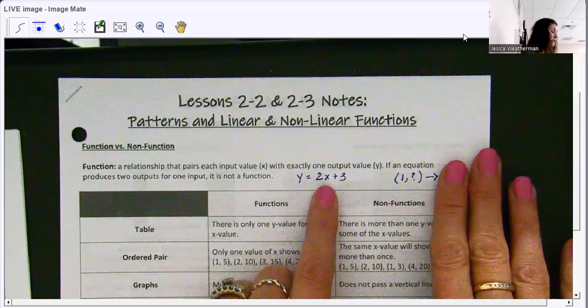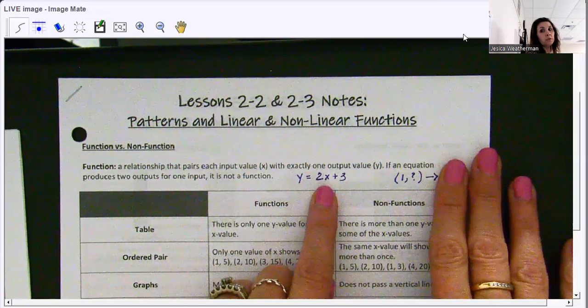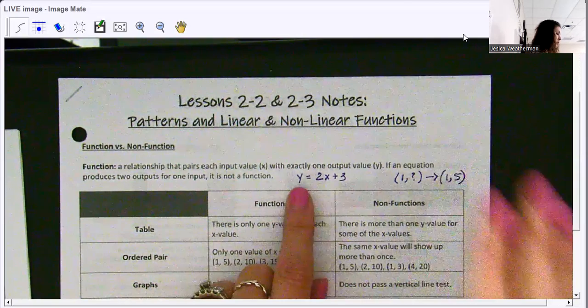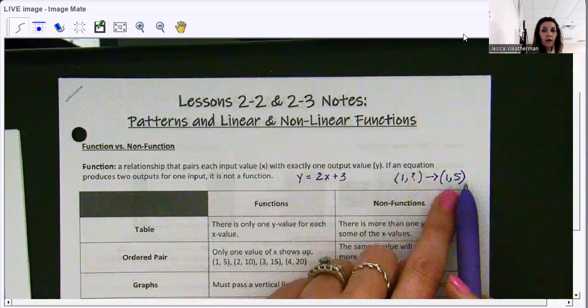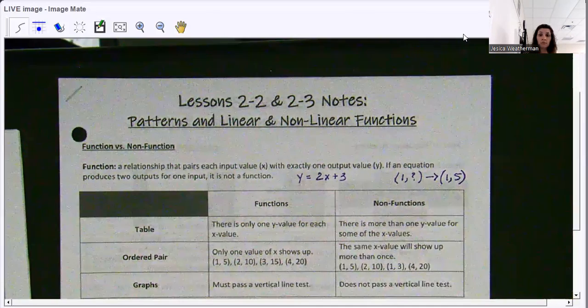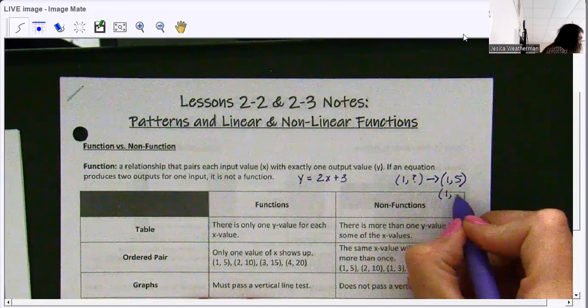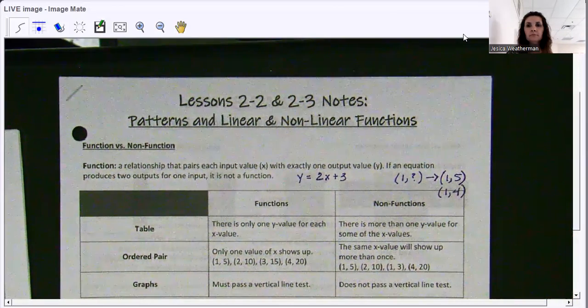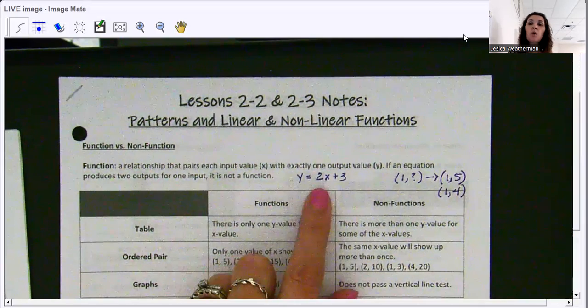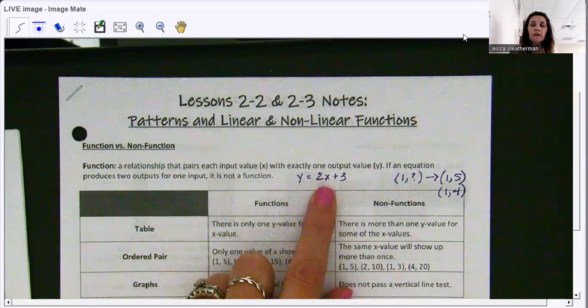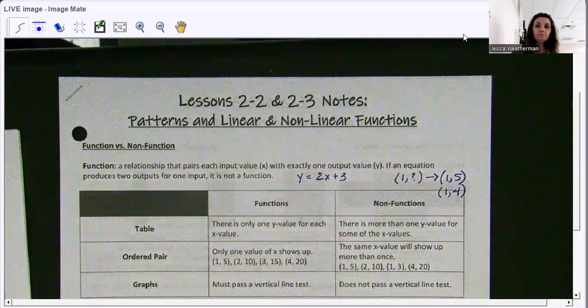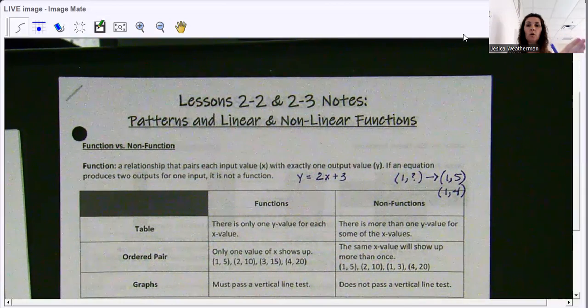When I plug 1 in where the x is, I get 2 times 1 is 2, and 2 plus 3 is 5. So my output is 5. My x is 1, my y is 5. That shows that I have a function. But what if I put 1 in the equation and now I get 4? No, you can't do that. Anytime you put 1 into this equation, you will always get 5. So the difference between a function and a non-function is, in a function, for every x value you get exactly one y value. You can't duplicate your x values and get different y values for them. That's just not going to work.